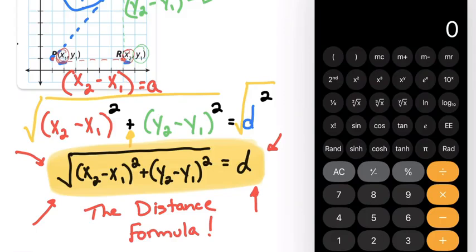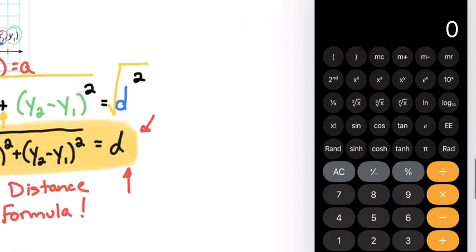This is an important formula, the distance formula, because even though it looks kind of gross, number one, it can 100% be put into the calculator, so the calculator can do all of the mathematics for us. And number two, if we're ever asked to find the distance between 2 points, this formula can do the entire thing without us ever having to draw a graph and use the Pythagorean theorem. Let me show you what I mean.